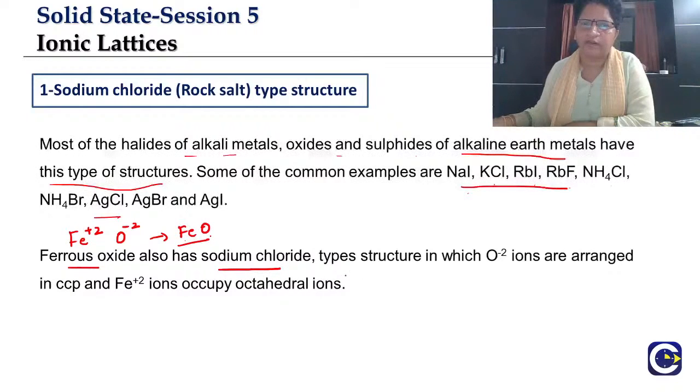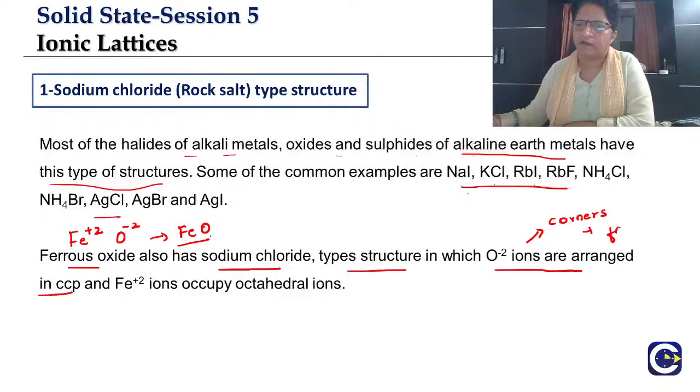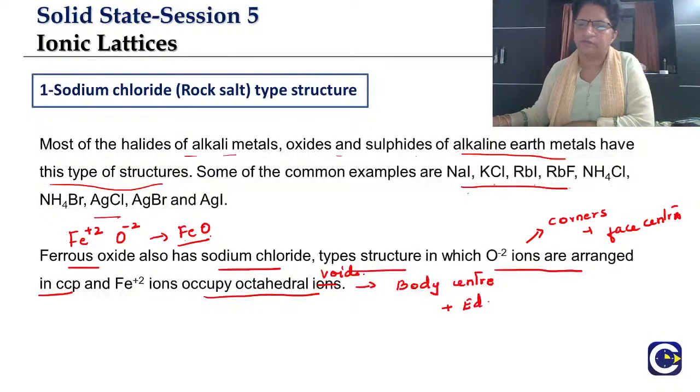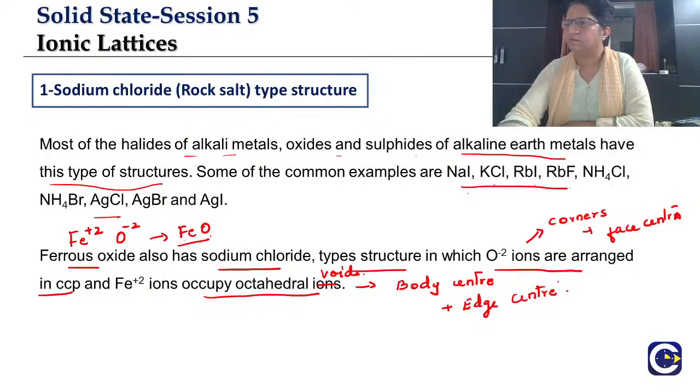It has a sodium chloride type structure in which oxide ions are arranged in CCP. CCP, and we had a CCP, it will be corners and face centers. And Fe plus 2 ions occupy octahedral voids. If it is octahedral voids, it will be body centered and edge center. Hope you are able to understand. Let me go for the next slide.